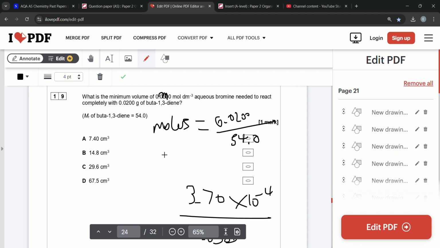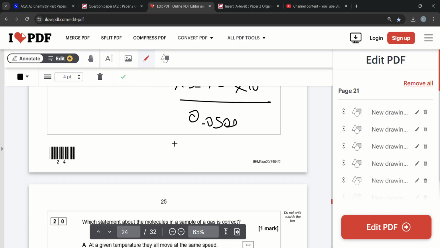But we need to times that by 2, because Br2. So times that by 2, we get times that by 2. Then divide by 0.05 and then we times by 1000, should get 14.8 centimeters cubed.